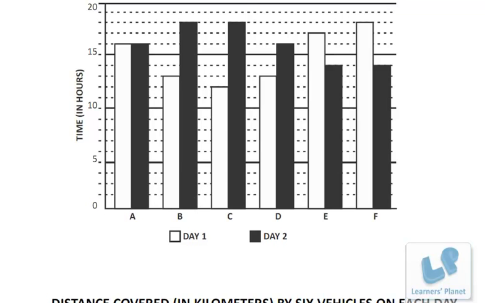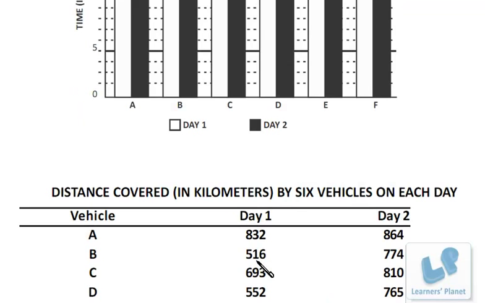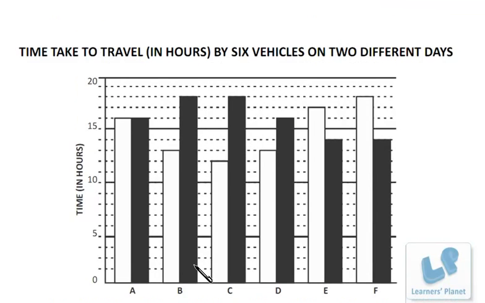Now we go to vehicle B. On day 1 it is 516 and day 2 774, right? So I just compare 516 and 774. On day 1 the time taken was 12, and on the second day the time taken was 18, right? Now I have to make the comparison between these two. If A by B is equal to C by D, then their cross multiplication must be equal. That means A into D must be equal to B into C, right?